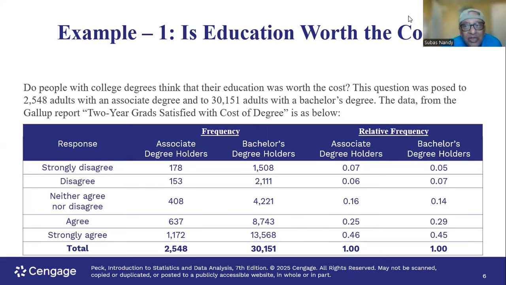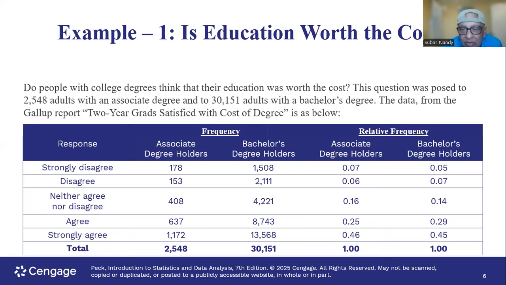Remember, relative frequency is the count in each class, or frequency in each class, divided by the total count, which for associate degree is 2,548 and for bachelor's degree is 30,151. So please note this point. We convert the data into relative frequency or proportion so that we can compare the associate degree and the bachelor's degree holders in the different categories of response. This will give you the percentage of the total in each category of response.